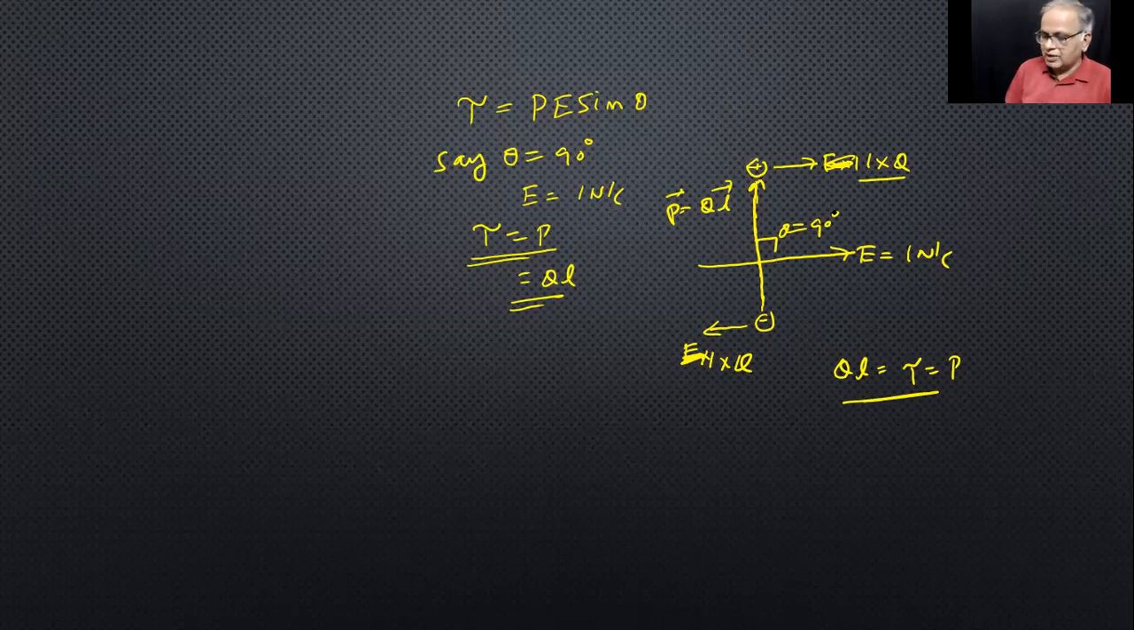So that is the physical meaning of electric dipole moment. That is, it's the torque experienced by the dipole when it is making an angle of 90 degrees in a unit electric field.